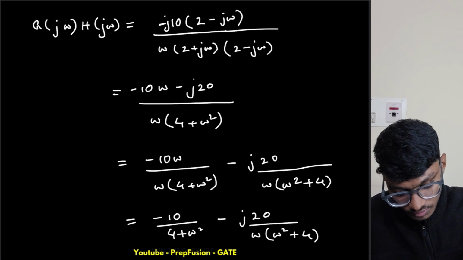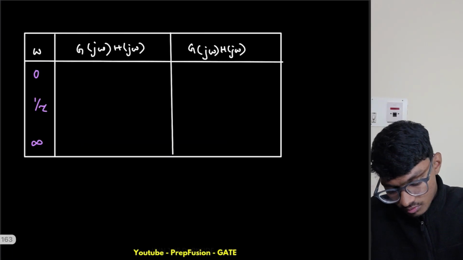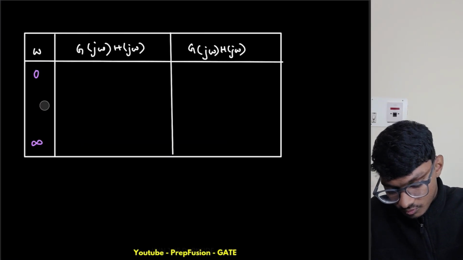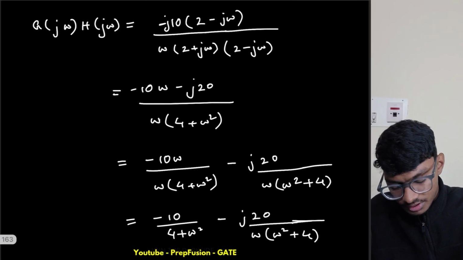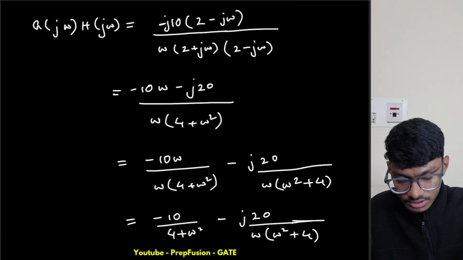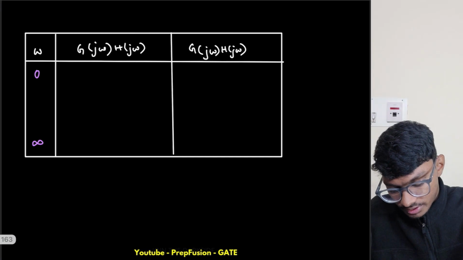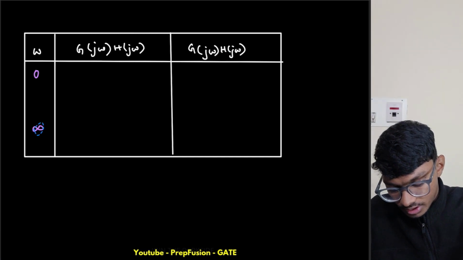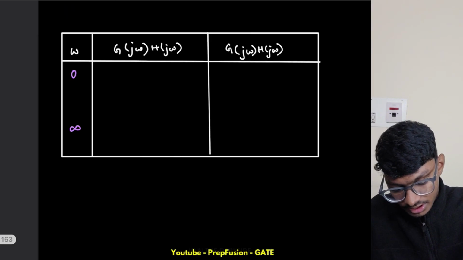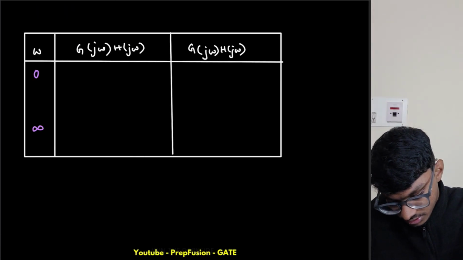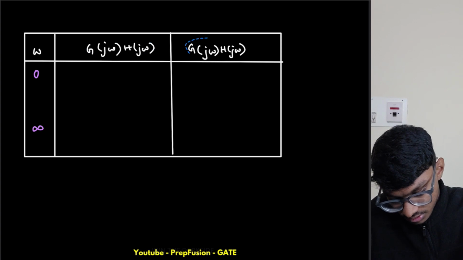Square plus 4. So now let's write down this point. What is 1 by tau? If I take the 2 common, it is 2 itself. We will not plot the 1 by tau right now, we just plot omega equals 0 and infinity. I haven't written down this as real, I have to write this down as real.